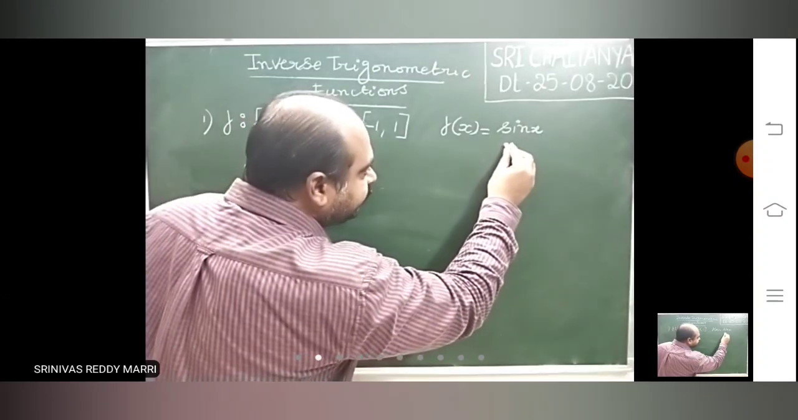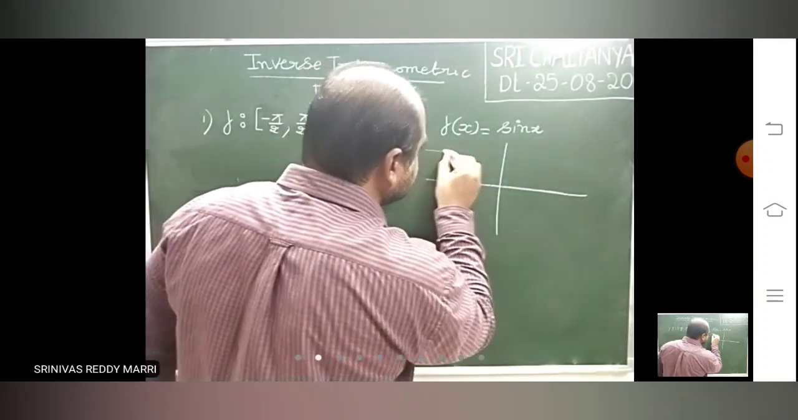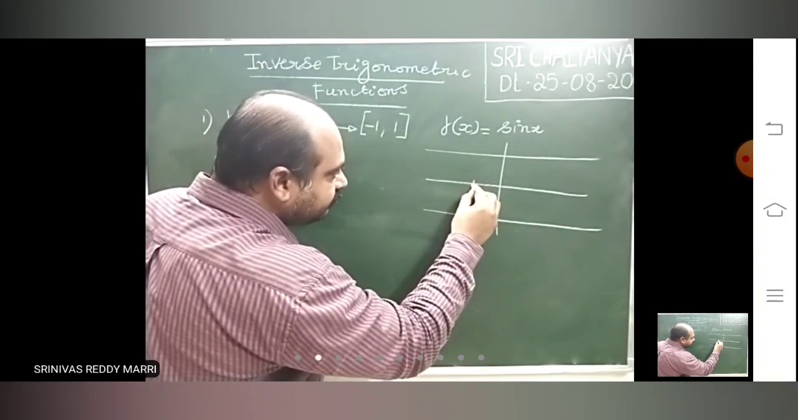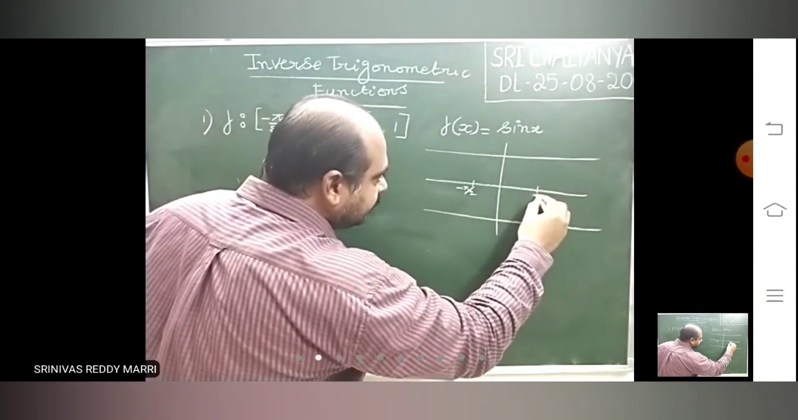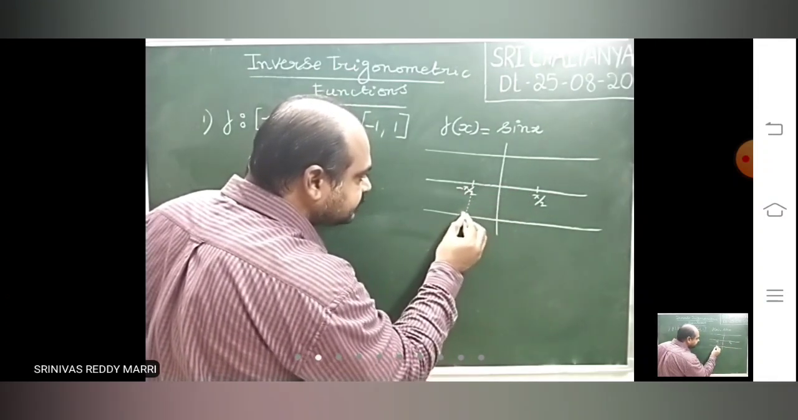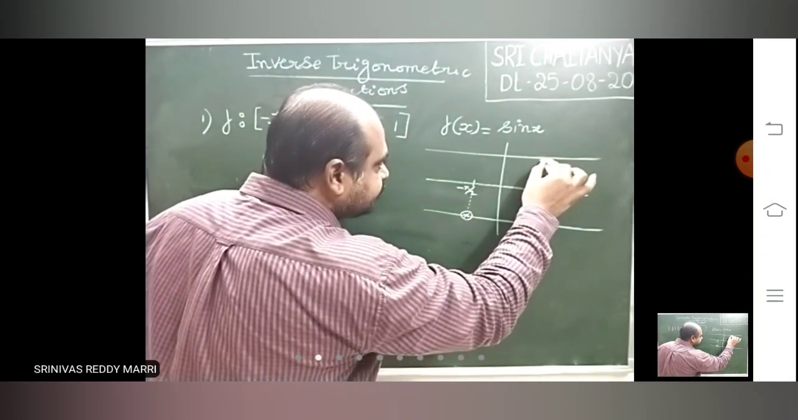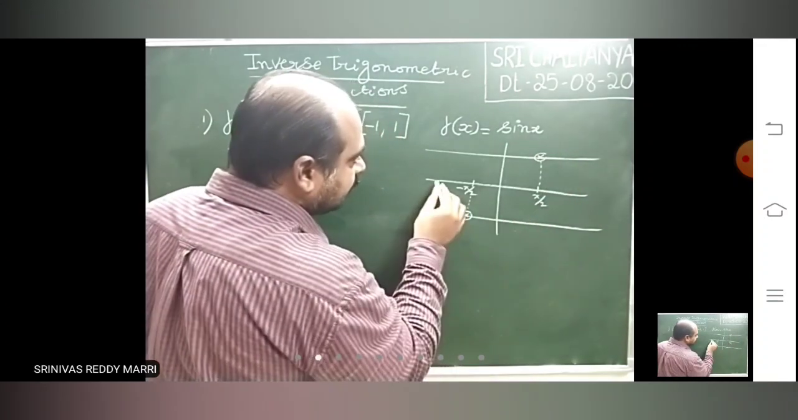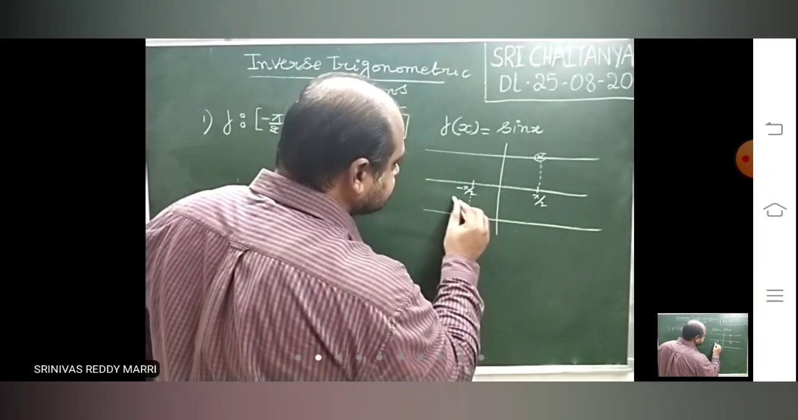Suppose we draw the graph. Look at the sin x graph. Minus pi by 2 will be here and pi by 2 will be here. At minus pi by 2 its value will be minus 1, and at pi by 2 its value will be 1. The graph will be like this.